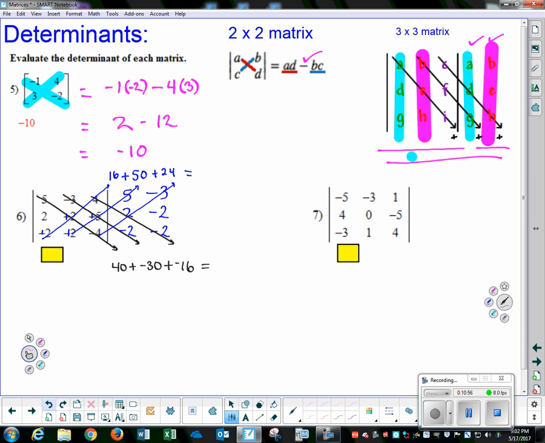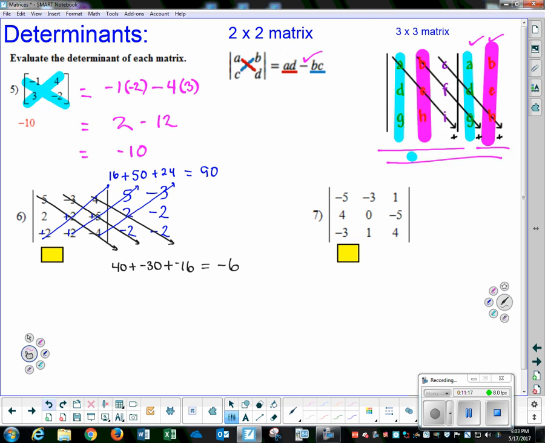Now, would you please add those numbers together? On top, 24 and 16 make 40, 40 and 50 make 90. Maybe I'll put that in blue. The bottom sum would be a 10, I'm thinking -6.